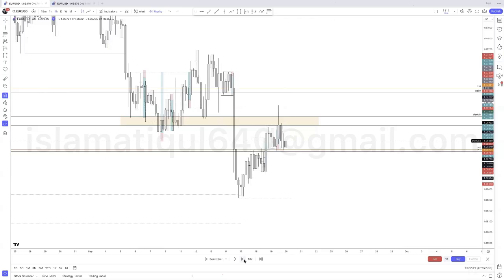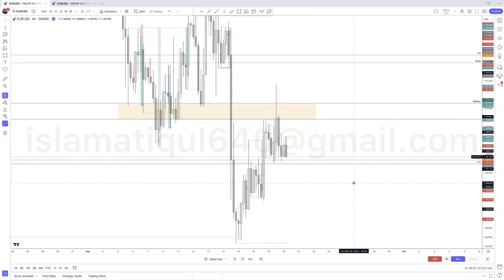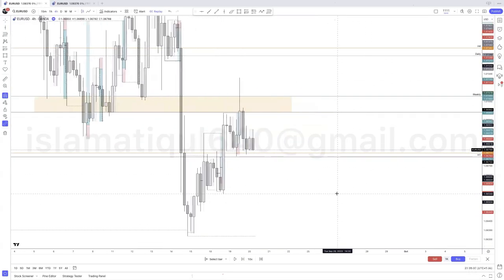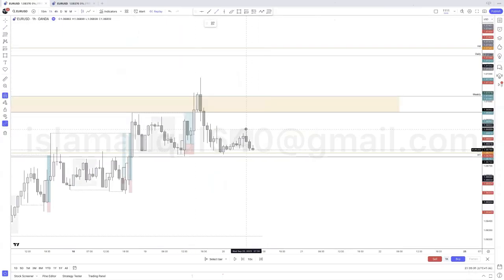Asia looks like it is building up liquidity right below this key level. Can you see that? This key level would be a strong one for the sell. Tuesday made a good high. Yes, Tuesday might have made the high of the week.